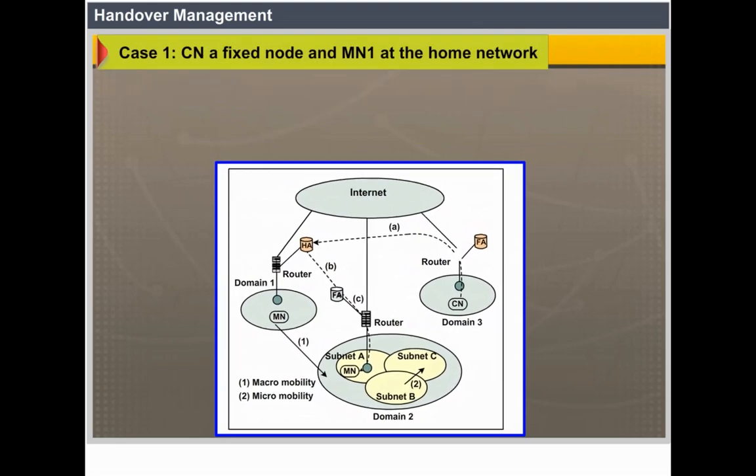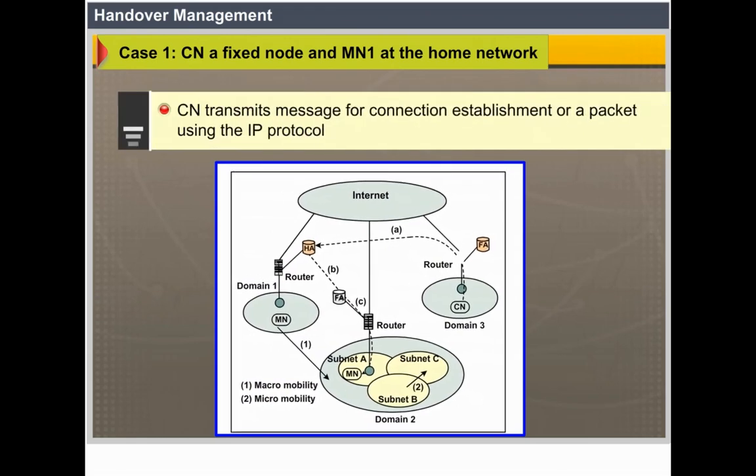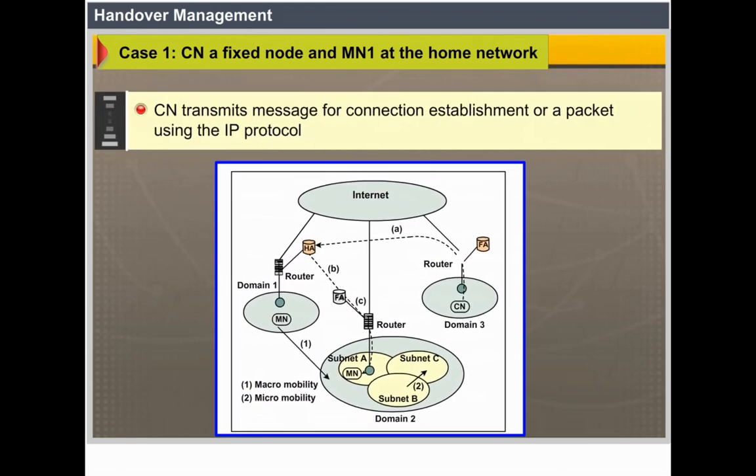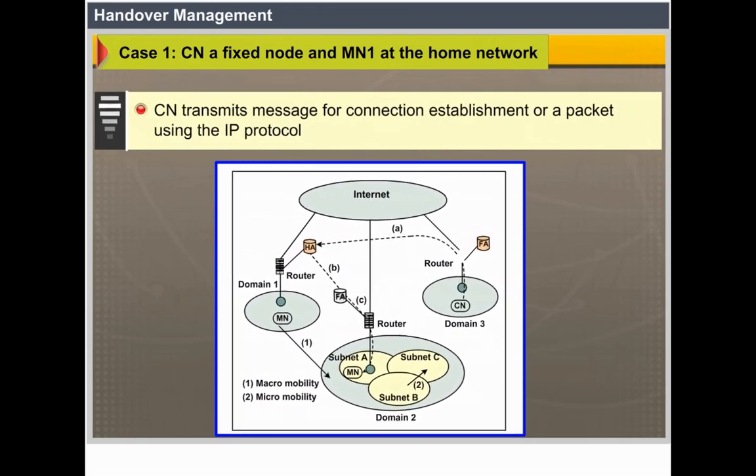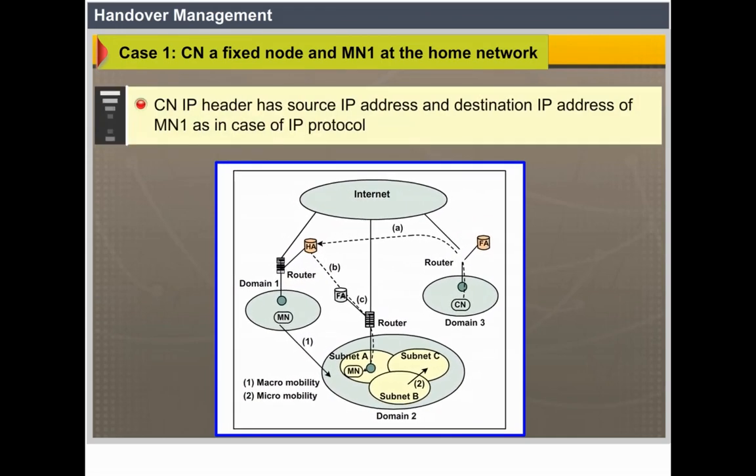Case 1. CN, a fixed node, and MN1 at the home network. CN transmits a message for connection establishment or a packet using the IP protocol. The CN IP header has the source IP address and the destination IP address of MN1, in the same way as in the case of the IP protocol.